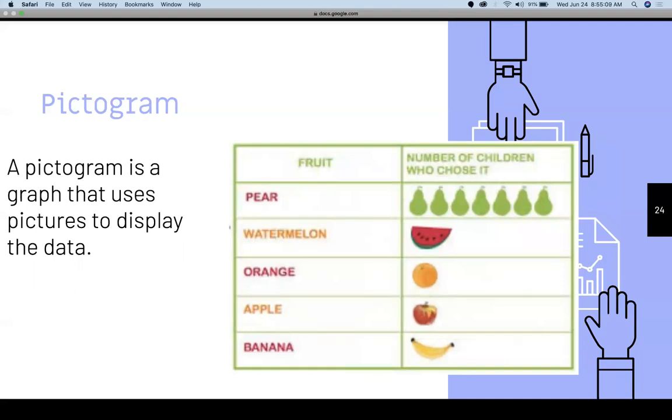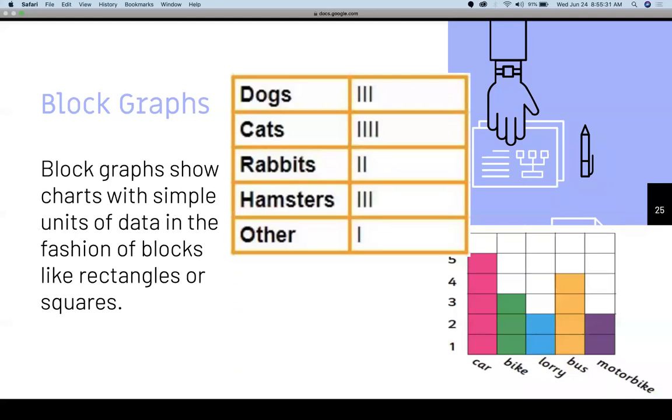A pictogram is a graph that uses pictures to display the data, right? And we have pictures here to represent the data. The number of children who chose it is right there, and the data is represented by pictures of fruit. Block graphs are shown with simple units of data in a fashion of blocks like rectangles or squares.